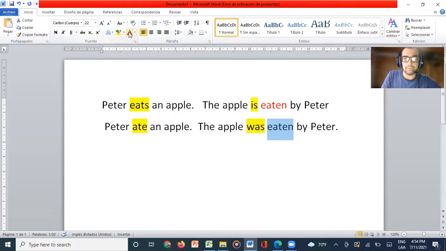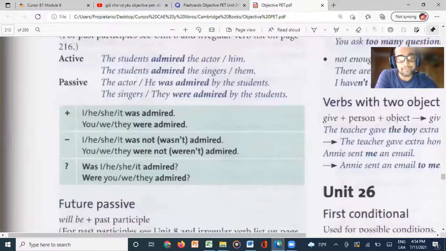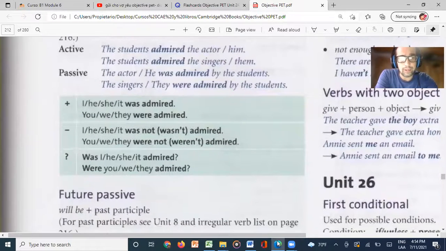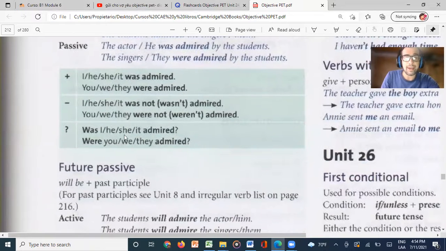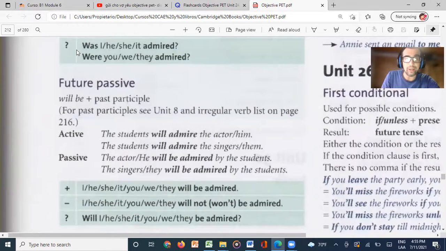Okay. Now, going back to our book, let me just explain to you these examples that we have here. It says here, well, in positive would be he was admired or they were admired. In negative, wasn't admired or weren't admired. And in question would be, was he admired or were you admired? Now, future would be using will be plus past participle.